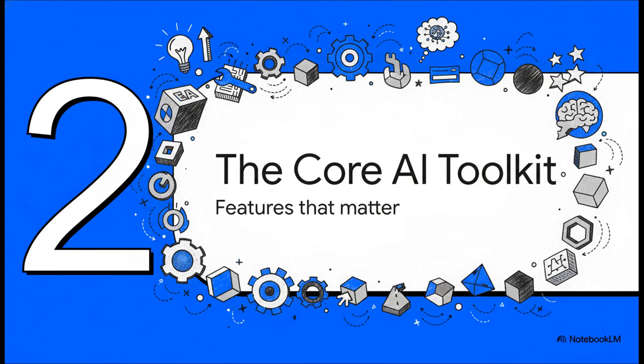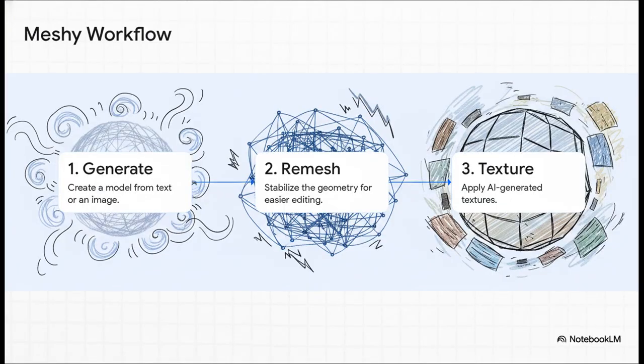Section 2. Let's get into the core toolkit, the features you'll actually be using. When you're working in Meshy, your process is probably going to look a lot like this. Step 1, you generate the model. Step 2, you remesh it to clean up the geometry. And trust me, this is a step you don't want to skip. Then, step 3, you use the AI to throw some textures on it. Following this order just seems to work best.